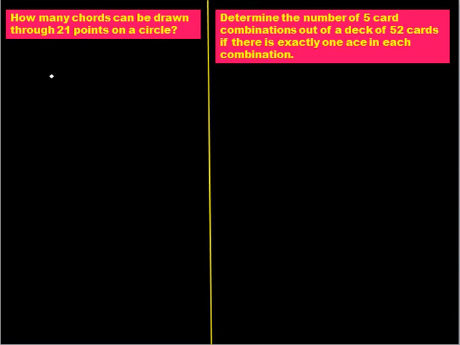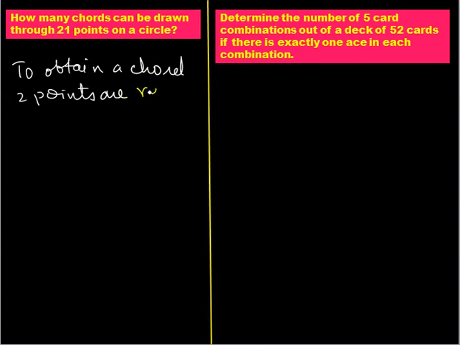So we need to first think how many points are needed to get a chord. We will require 2 points to get a chord. So we can mention, to obtain a chord, 2 points are required. And how many points are given? You can see 21 points are available. Now using these 21 points, you have to make maximum possible chords.